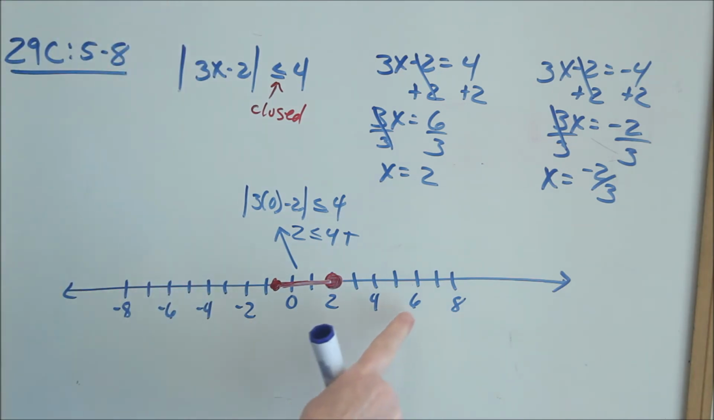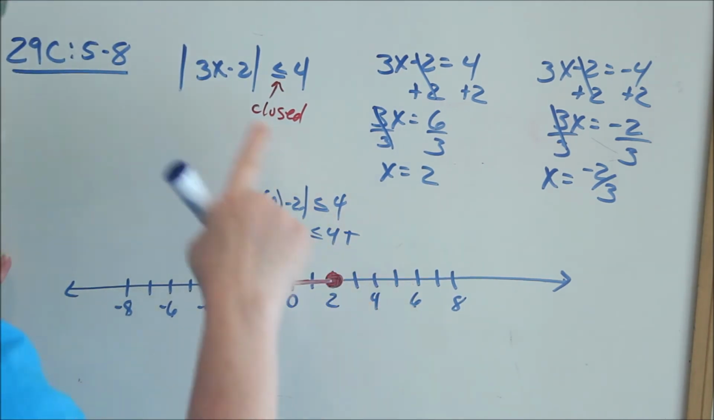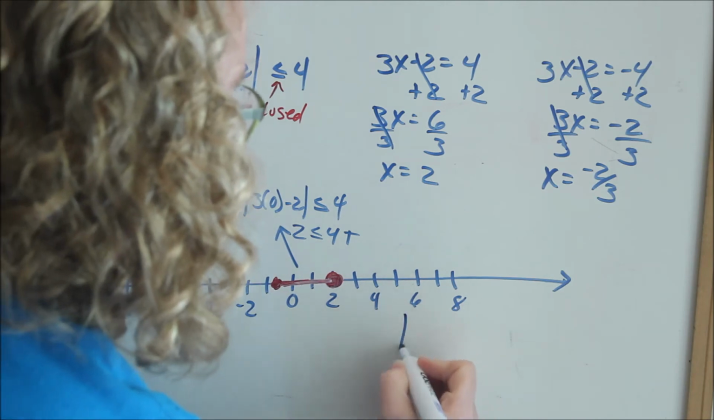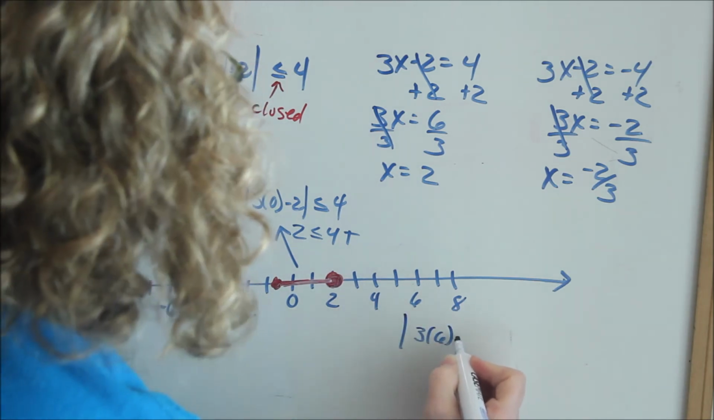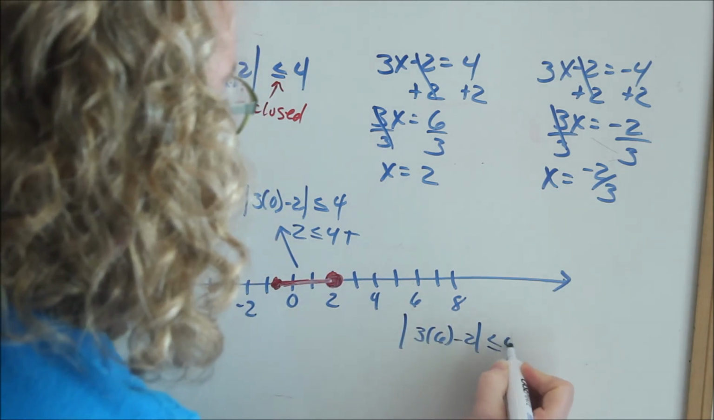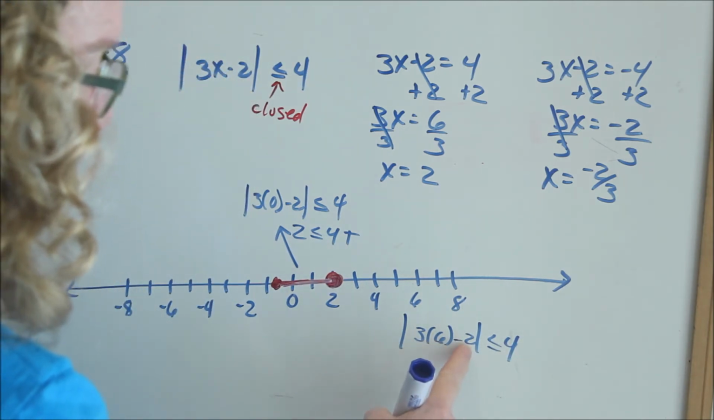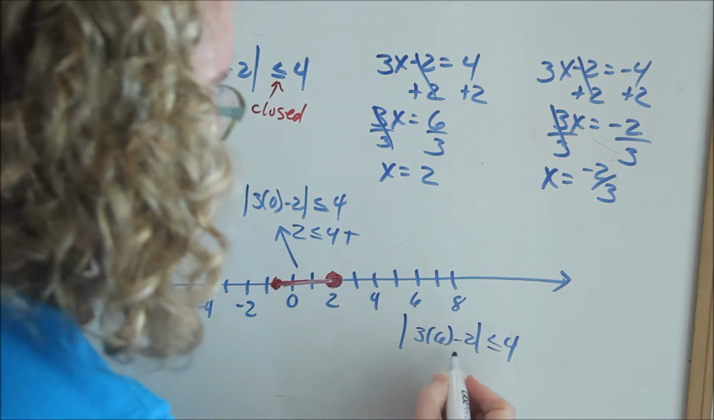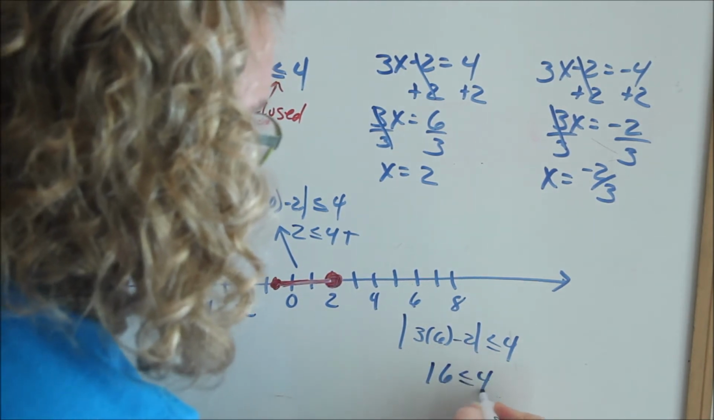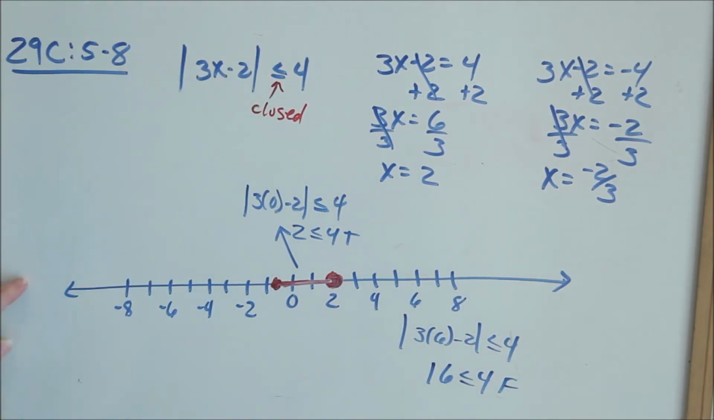But just to verify, let's pick 6. Okay, putting in 6 for x. That would be the absolute value of 3 times 6 minus 2 is less than or equal to 4. 3 times 6 is 18. 18 minus 2 is 16. The absolute value of 16 is just 16. 16 is not less than or equal to 4. That's a false statement. Alright, let's just pick negative 2.